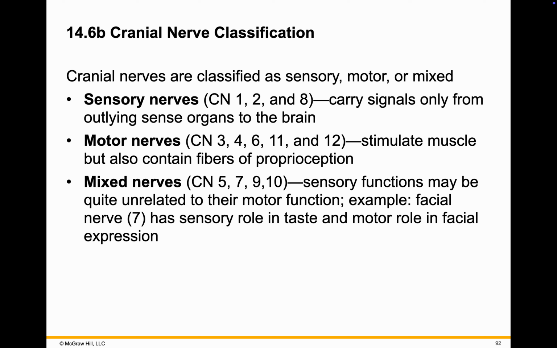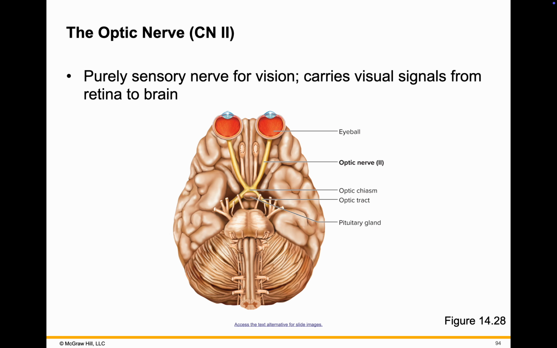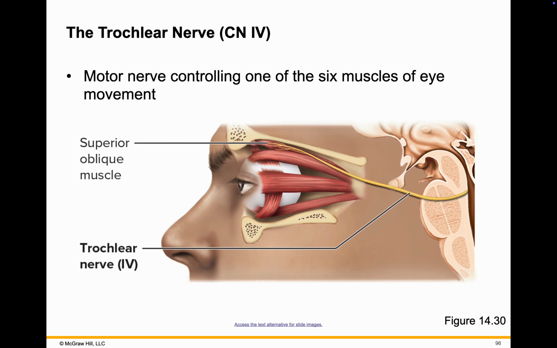The olfactory nerve, 1, is purely sensory, for smell, and has separate fascicles that pass through the cribriform plate to the olfactory bulb. The optic nerve, 2, is purely sensory. It's a nerve for vision. It carries visual signals from the retina to the brain. The oculomotor nerve, 3, is a motor nerve controlling 4 of the 6 muscles that are involved in eye movements. The trochlear nerve, number 4, is a motor nerve controlling 1 of the 6 muscles of eye movement.